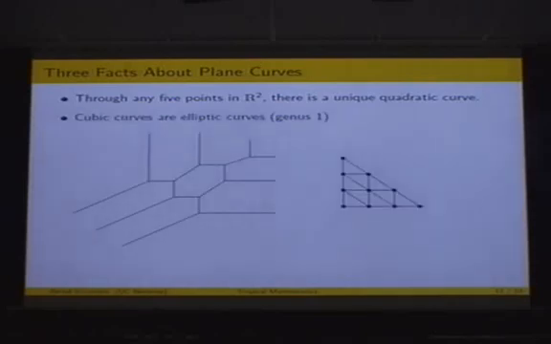Now, what else? Cubic curves are elliptic curves. So what's an elliptic curve?